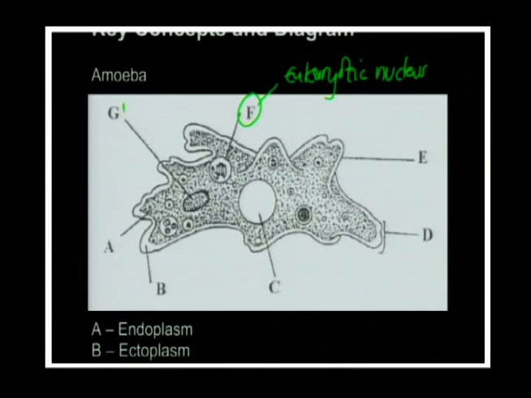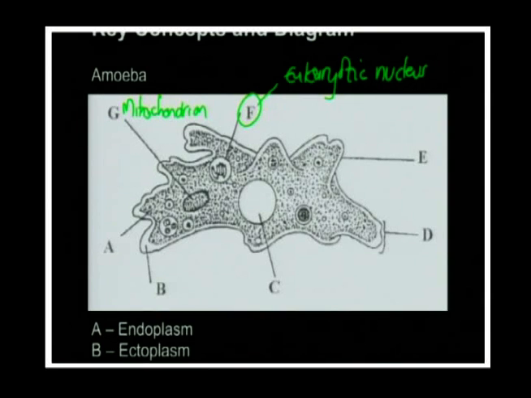You will also note that there are other organelles present. For example, this structure over here, indicated by G, is the structure called the mitochondrion. Remember that the mitochondrion's job is cellular respiration. It is going to provide energy for the cell to do its various activities.